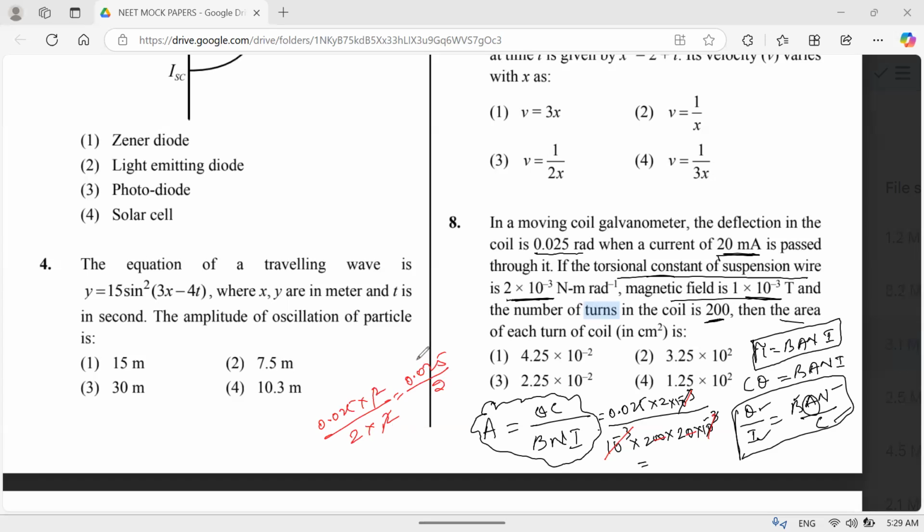2 ones are 0.001. Option 4. It is 0.0125 meter square, that will be 125 into 10 power 2 centimeters square, because the options are given in centimeters. So it is 1.25. Only the matching answer is 1.25. Easily doable question.